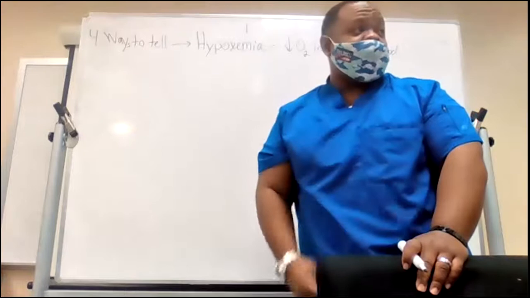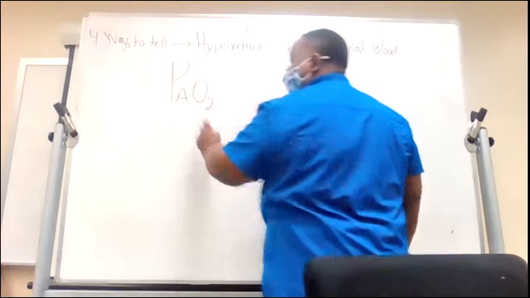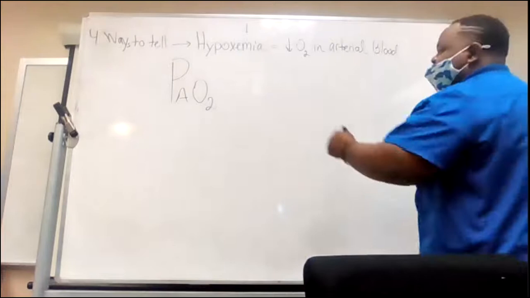Okay, so here's the formula for alveolar oxygen, to find the pressure of alveolar oxygen. They also call it the alveolar oxygen tension. Tension and pressure are the same thing. Here's the formula.